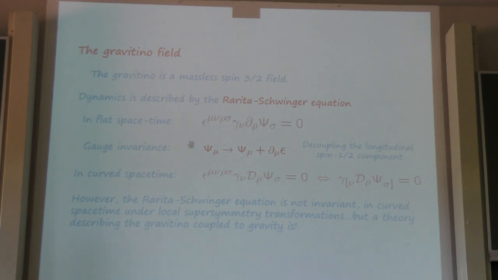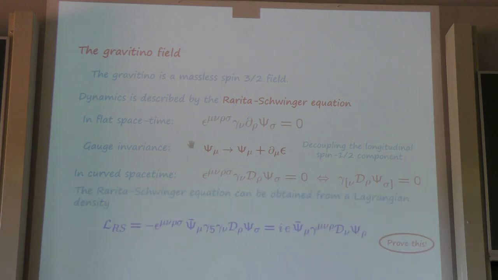Now, as we've seen, Rarita-Schwinger alone in curved spacetime is not invariant, but a theory combining the gravitino and the gravity field, that is, a theory in which gravity is coupled to the gravitino, is invariant. So if we couple the gravitino Rarita-Schwinger field to Einstein gravity, as we shall see in a moment, then the theory is invariant under supersymmetry, and therefore it can describe consistently a massless spin 3/2 field together with massless gravity, because it is invariant under this supersymmetry transformation, that is the corresponding gauge transformation.